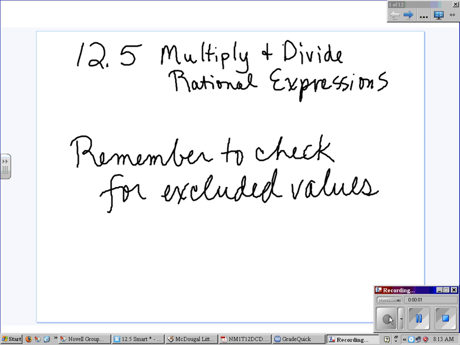Today we're going to be working on 12.5, which is multiplying and dividing rational expressions. Earlier we worked on just simplifying rational expressions and finding out what the excluded values were. Now we're going to start multiplying them together, and we're going to still need to simplify our answer in the end, and we have to check for excluded values as well. So that excluded values part has not gone away at all.